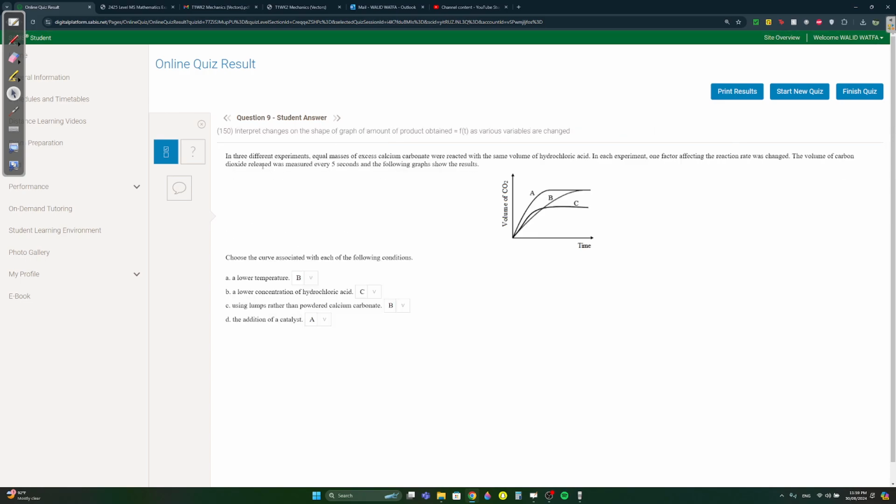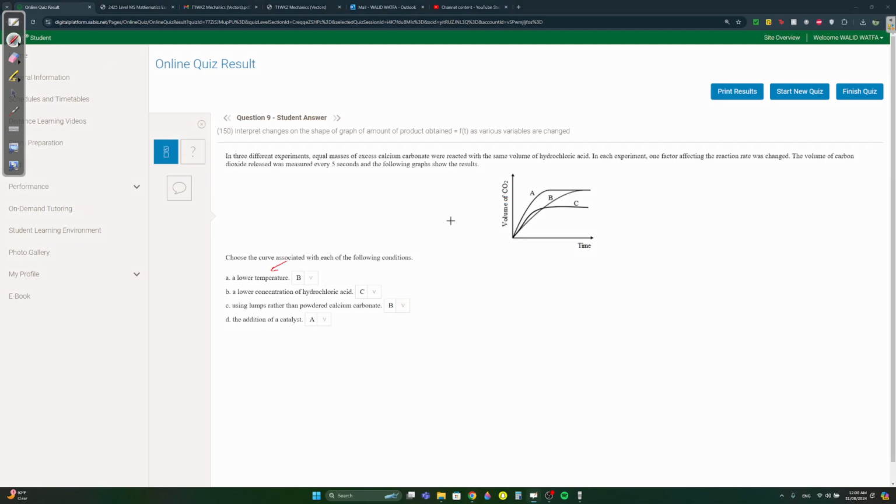Question 9. In 3 different experiments, equal masses of excess calcium carbonate will react with the same volume of hydrochloric acid. So the calcium carbonate is in excess. In each experiment, one factor affecting the reaction rate was changed. The volume of carbon dioxide is measured. So they want to see which one is which.